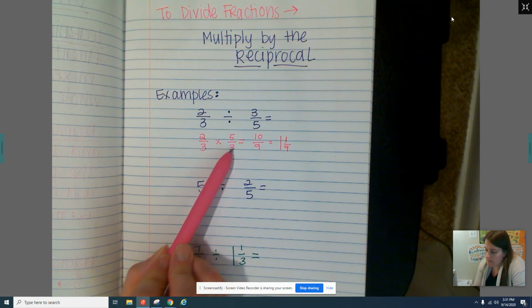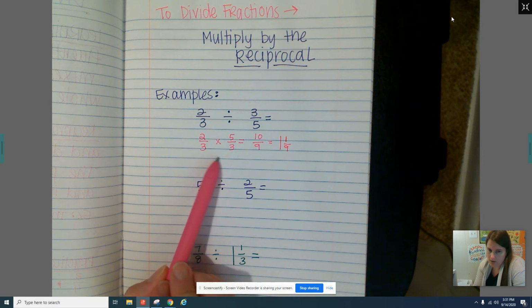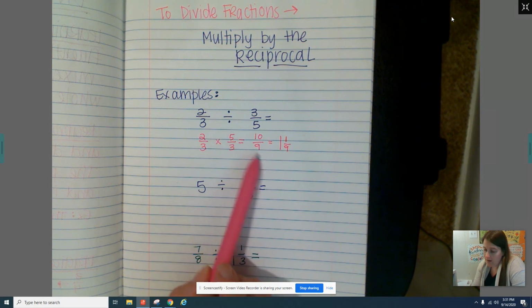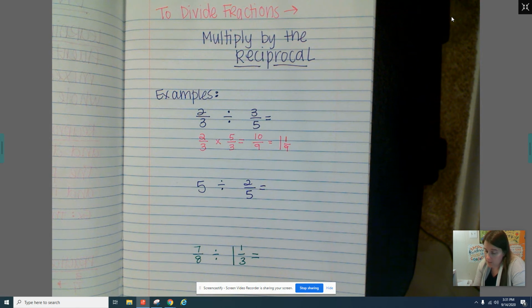I have a lot of kids that this is simple for them. They're fine with this, but they really struggle more with this step right here, okay? And if that's you, that's okay. We'll just keep practicing, okay? And we'll get better at it.